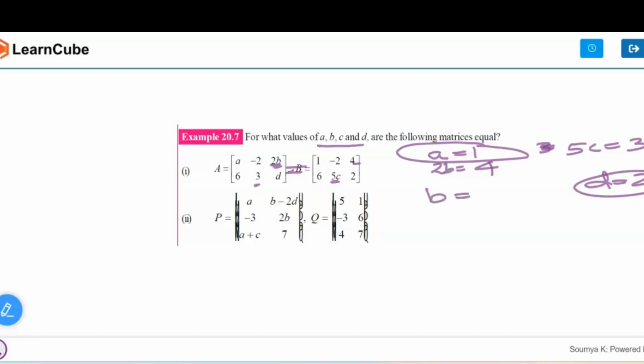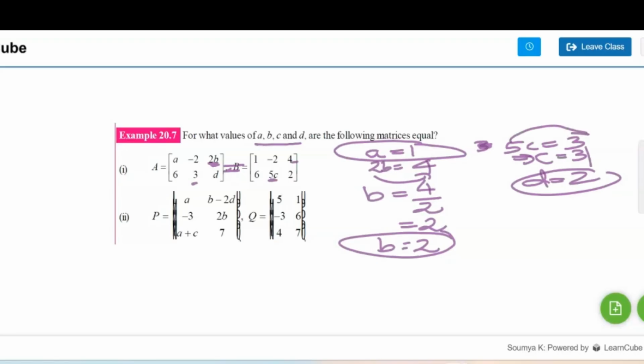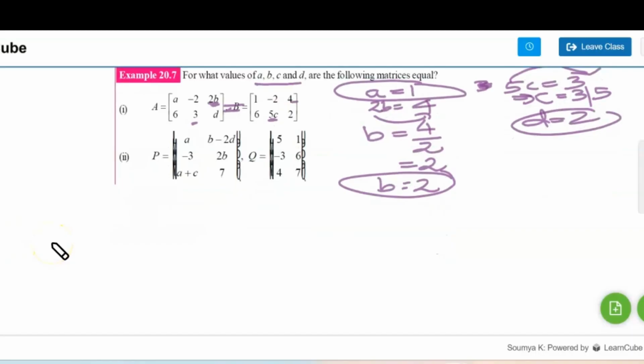So A and D values are already given, or we can take them from the equation. Next, let's find out the value of B. B is 4 whole divided by 2. This 2 will go down and you will get the result as 2. So B is 2 this time here. And if you find out the C value from this equation, C is equal to 3 whole divided by 5. Okay. So it is 3 by 5. C value is 3 by 5. Hope this question is clear to you and you got the values of all the variables A, B, C and D. Similarly, you have to do the second question also.